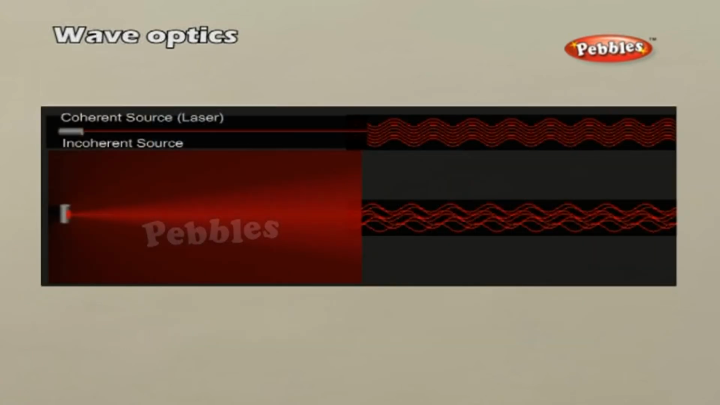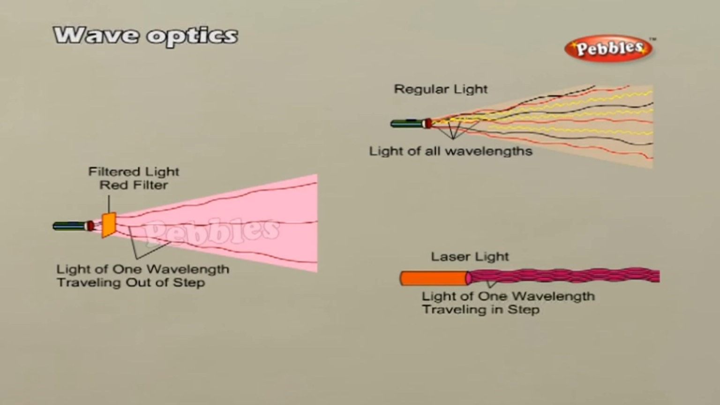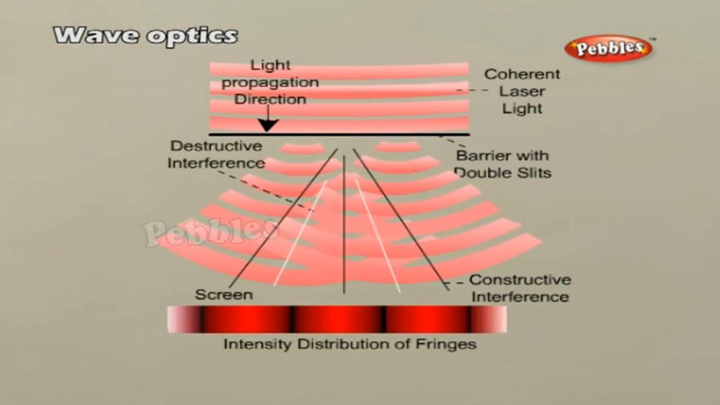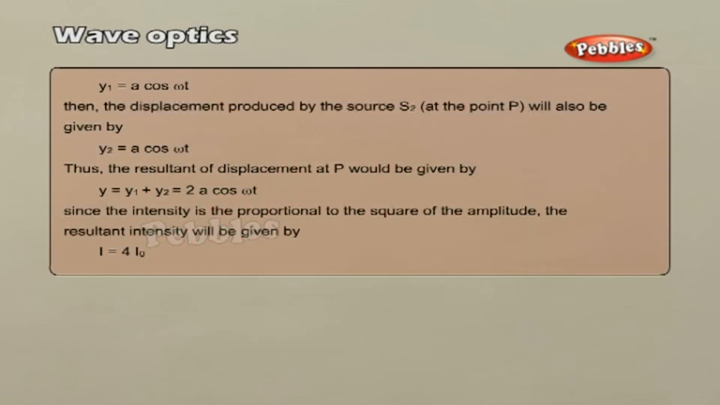The figure shows the position of crests, that is solid circles, and troughs, the dashed circles, at a given instant of time. Consider a point P for which S1P equals S2P. Since the distances S1P and S2P are equal, waves from S1 and S2 will take the same time to travel to the point P, and the waves that emanate from S1 and S2 in phase will also arrive at the point P in phase. Thus, if the displacement produced by the source S1 at the point P is given by the equations shown above, I0 represents the intensity produced by each one of the individual sources.